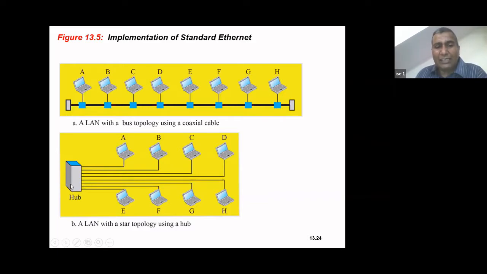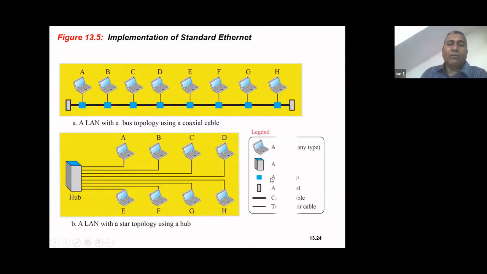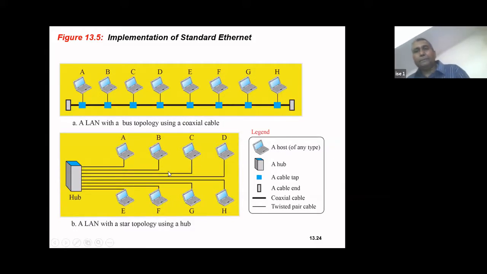And then frames will be sent to each of the hosts except the sending host. That is, E has sent, so except this, the frames will go to all others. So there is a hub, there is a host. This is a cable, and the cable end is called a tap, where the frame is destroyed. This is coaxial cable, and this is twisted pair cable.